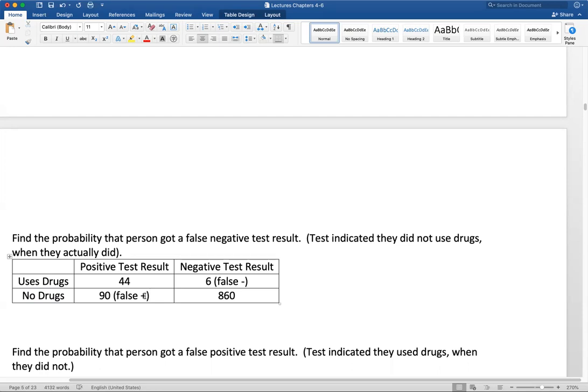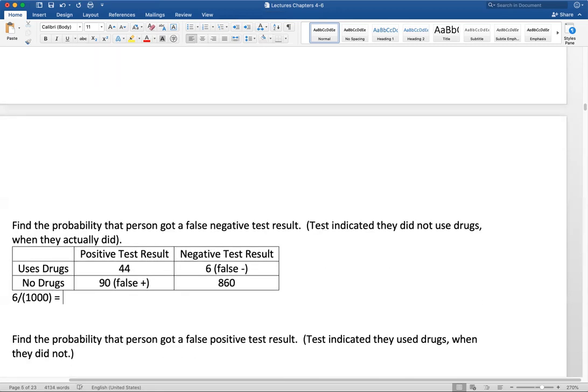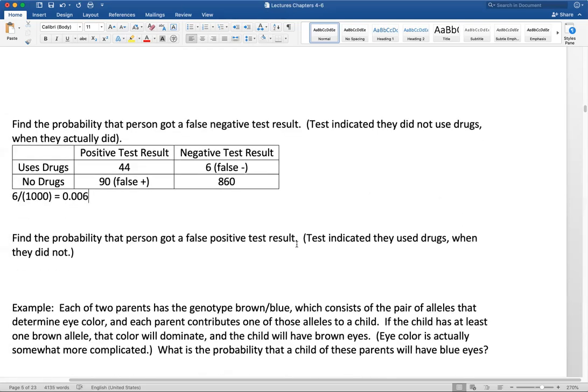Okay, see that? So now in this question, we want to find out the probability the person got a first negative test result. So it should be 6 over the sum of them. It should be 1000, right? Because 44 plus 6 plus 90 plus 860, which means the total number of outcomes in the sample space is going to be 1000. So that's going to be 0.006.